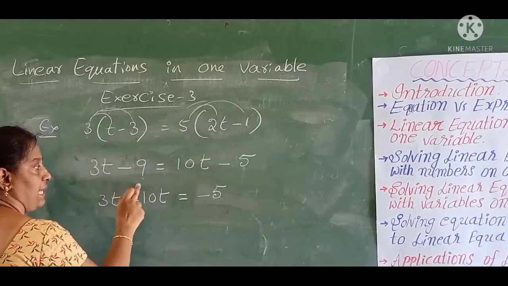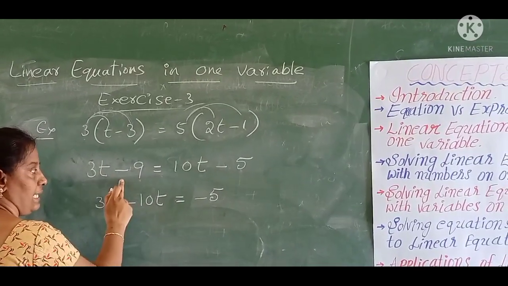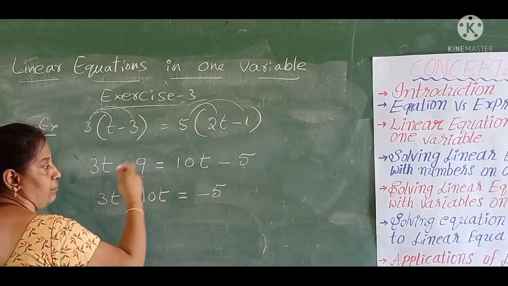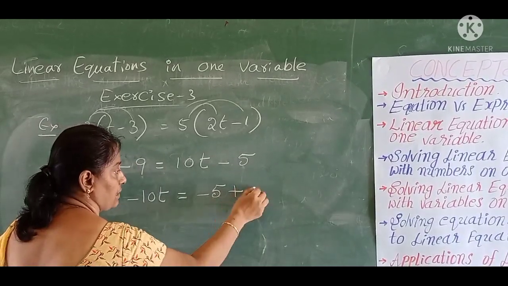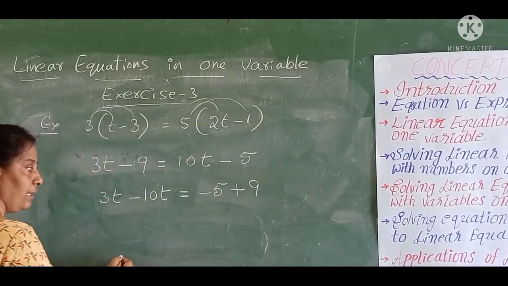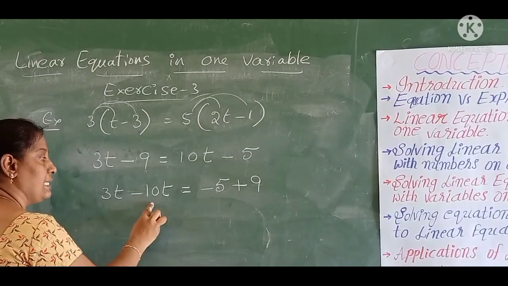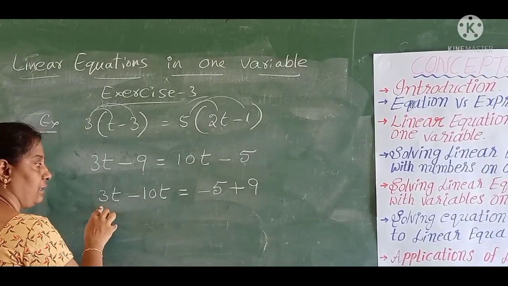On the left hand side there is minus 9. With the symbol we have to take minus 9. Moving to the right side, it will become positive 9. So 3t minus 10t: we can't subtract 3 minus 10 directly.